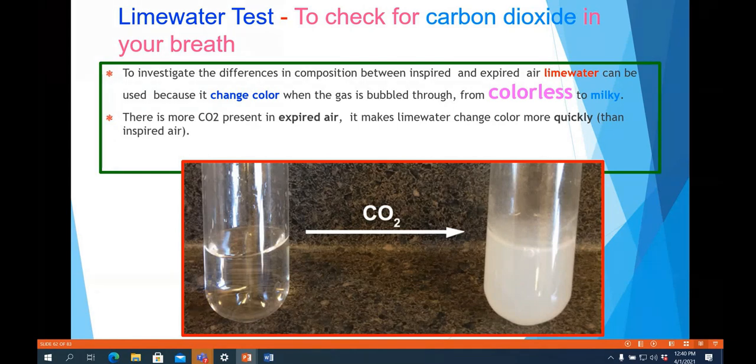The lime water can be used because it changes color when the gas is bubbled through, from colorless to milky. So in the presence of carbon dioxide, the lime water has a tendency to turn white and milky. That is why we are using lime water for this test, to check the presence of carbon dioxide. There is more carbon dioxide present in the expired air. It makes the lime water change color more quickly than the inspired air, proving that the expired air contains carbon dioxide, whereas the inspired air is mostly oxygen. If we were breathing out oxygen, then obviously the lime water would not change color, but because we are breathing out carbon dioxide, the lime water changes milky white due to its reaction with the carbon dioxide.